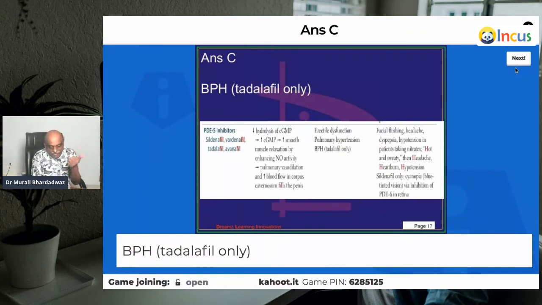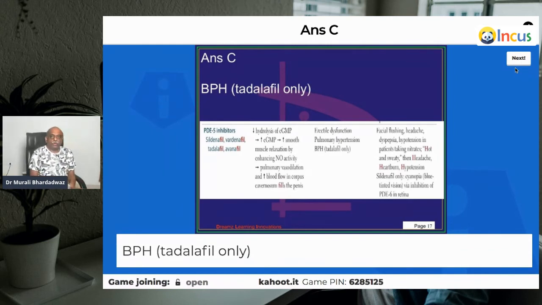Sildenafil, vardenafil, tadalafil, avanafil, they're all PDE5 inhibitors. They decrease the hydrolysis of cyclic GMP. So, they increase the cyclic GMP. That leads to smooth muscle relaxation. They increase the nitric oxide activity. They lead to pulmonary vasodilation. That's the reason they are used in erectile dysfunction, pulmonary hypertension, and tadalafil is also used in BPH is what you need to remember.